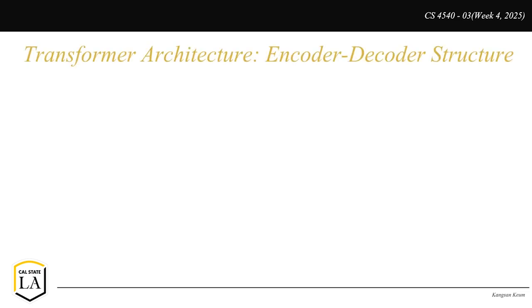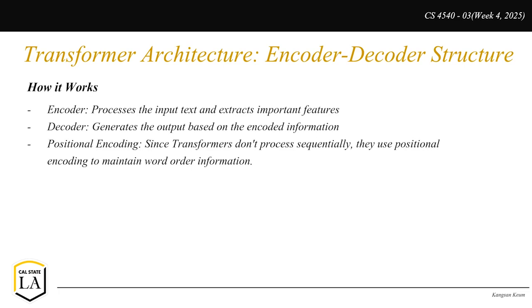Next, let's look at the transformer architecture, which is an encoder and decoder structure. The transformer consists of two main components. The first thing is the encoder, which processes input text and extracts meaningful features. And the other thing is the decoder, which generates output based on the encoded information.